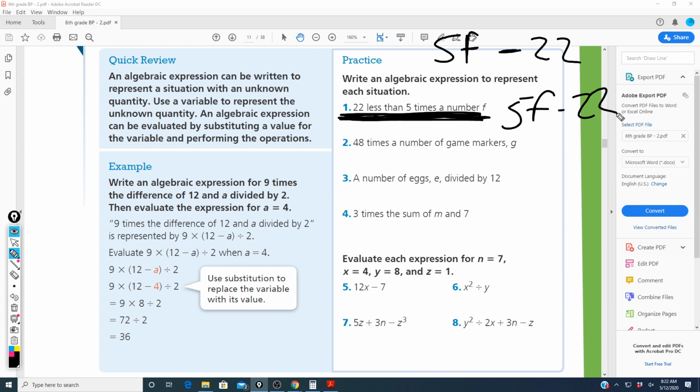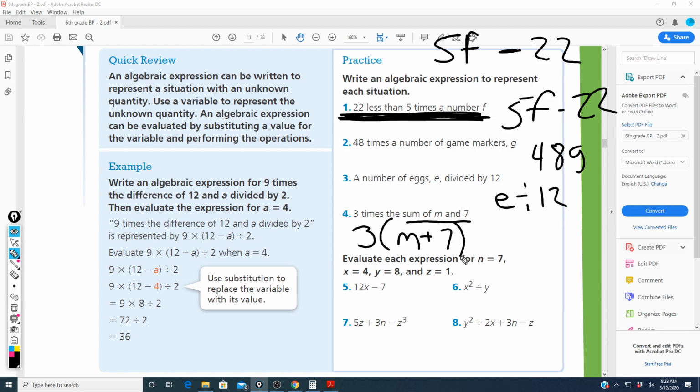48 times a number of game markers g. It's simply put 48 times g, 48g. A number of eggs, e, divided by 12. Talk it out, e divided by 12. Okay, 3 times the sum of m plus 7. 3 times the sum of m plus 7.